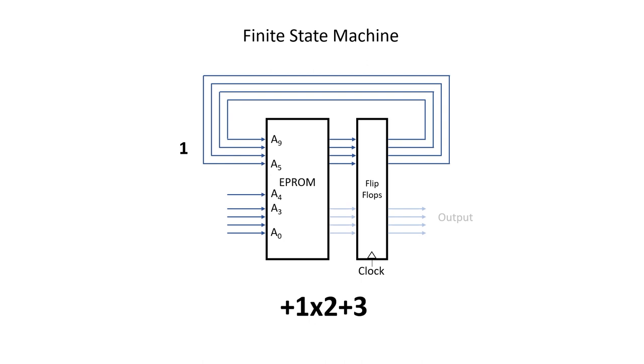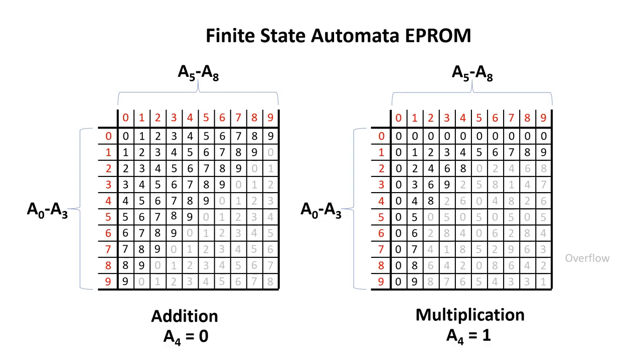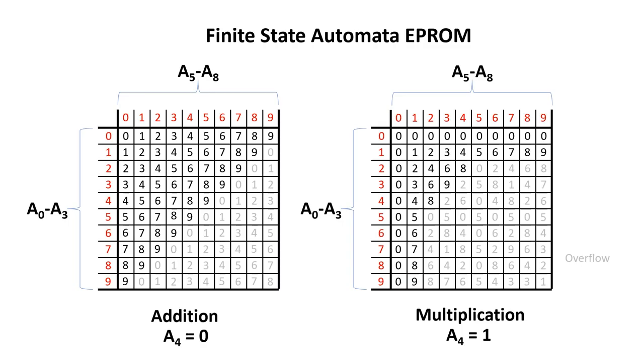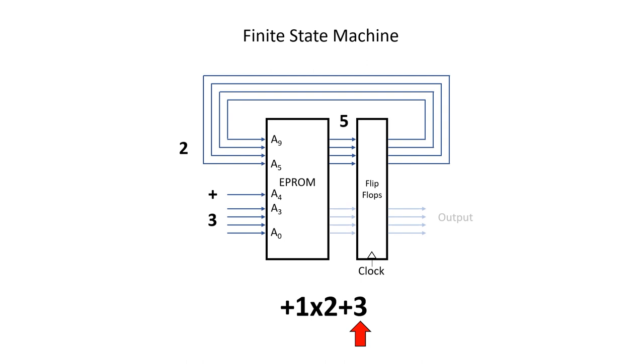Next, we have a 1 being fed in the top, and we see the times 2. Now we look up our multiplication table, and we see that 1 times 2 is 2. So that gets output from the EEPROM, and then on the next positive edge of clock, this becomes our running tally that's fed back. We see a plus 3. We use our addition lookup table. The answer is 5, so that gets output from the EEPROM. And that's the correct answer for the equation so far.